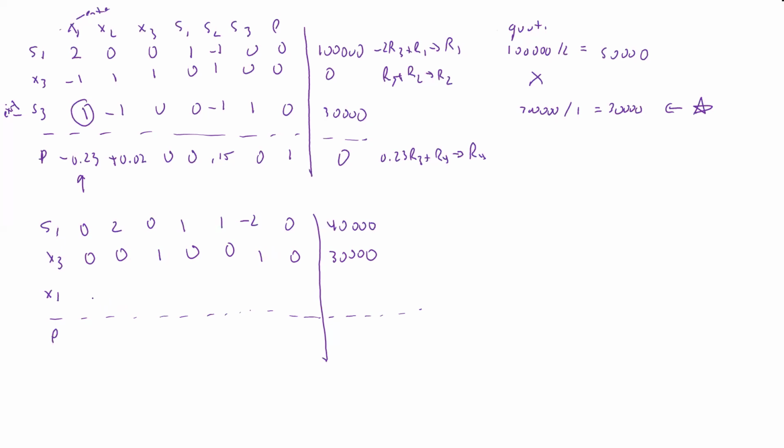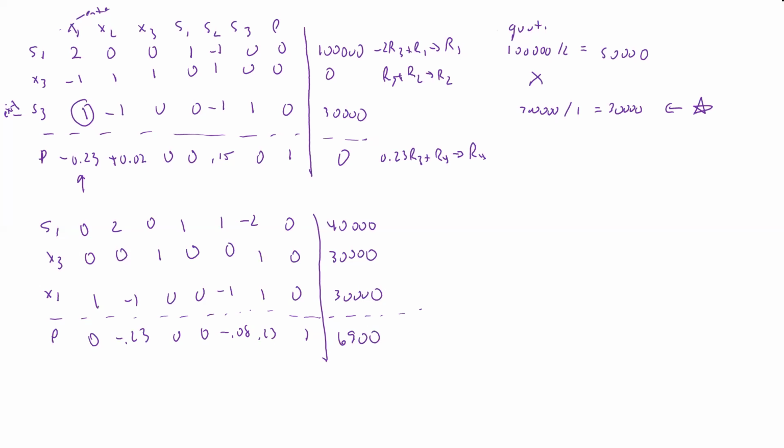The next row stays the same, so 1 minus 1, 0, 0, minus 1, 1, 0, and then 30,000. Then 0.23 times that row plus that row, so that's going to give us what? 0, negative 0.23, 0, 0, negative 0.08. That's going to be a 0.23. That's going to be a 1. And 0.23 times that's going to be 69, so 6,900.